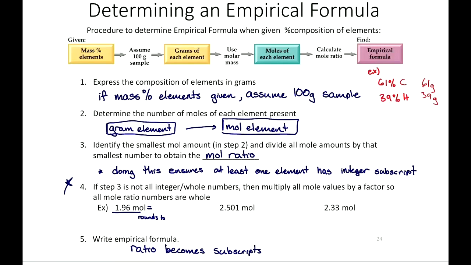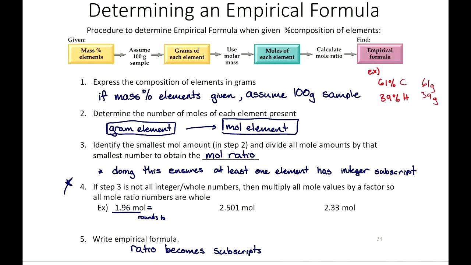Okay, so once you have gram amounts of all of your elements, we want to convert those gram amounts to moles of each element. How do we do that? Periodic table, use the molar mass for each of those respective elements. So turn grams of each element to moles of each element. Once we have moles of each element, you're going to see fractions, really small numbers. They're not going to be whole numbers. So what we want to do is identify that smallest mole amount from step 2, and divide all those mole amounts by the smallest number. And the reason we do this is to ensure that we have a whole number integer.